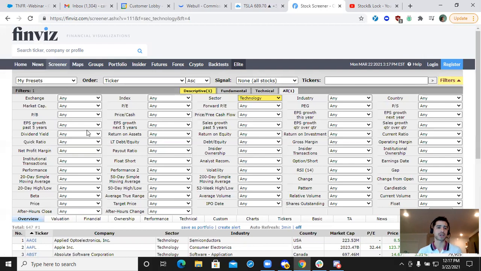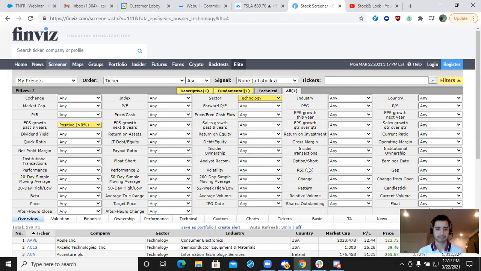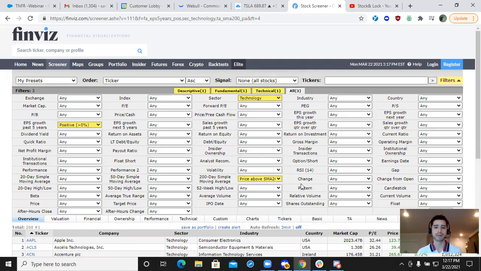Let's make sure they have some positive growth. So EPS growth over past 5 years, positive. We want a 200-day simple moving average above, so price above SMA 200.